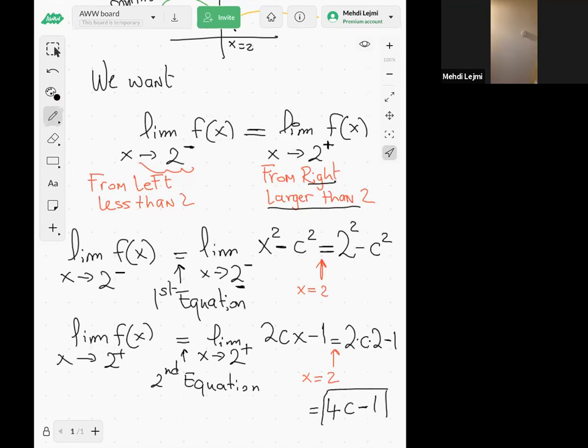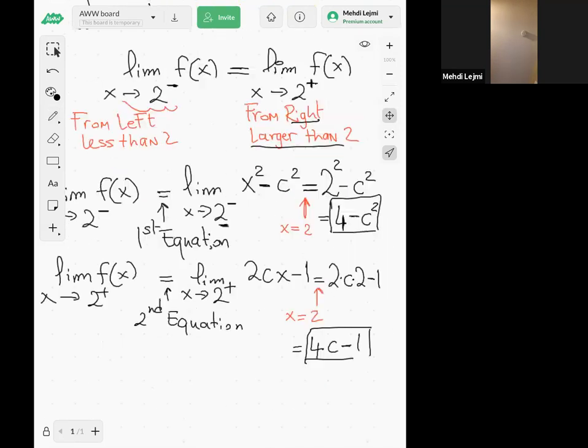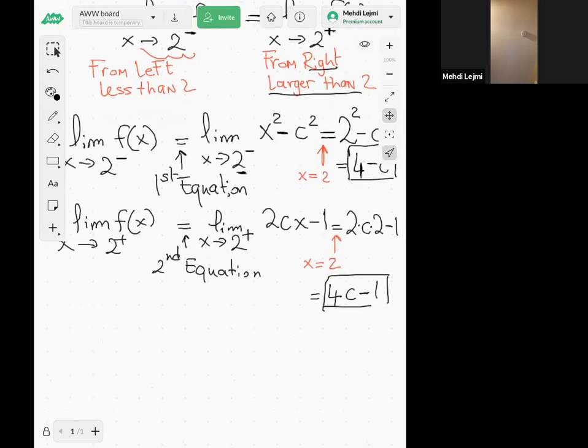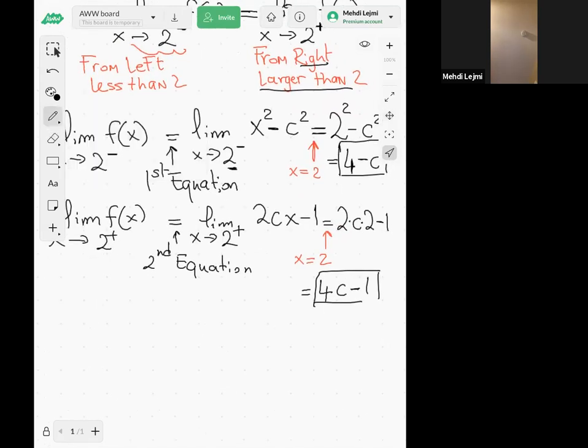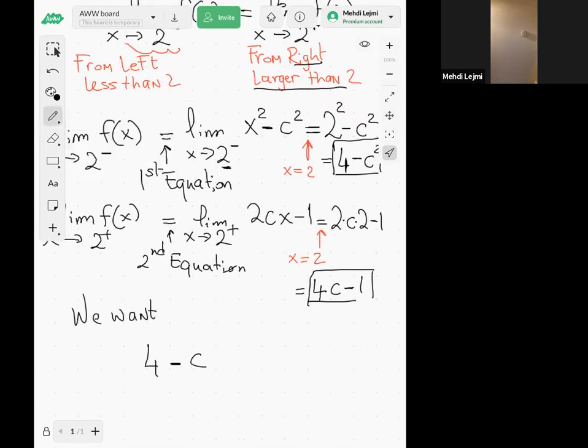So from the right, you got 4c minus 1. From the left, this is 2 squared minus c squared. So it's 4 minus c squared, right? So from the left, we got 4 minus c squared. And from the right, we got 4c minus 1. So we want the left limit to be equal to the right limit. So we want the left limit, which is 4 minus c squared, I forgot the square, to be equal to the right limit, which is 4c minus 1. Okay.